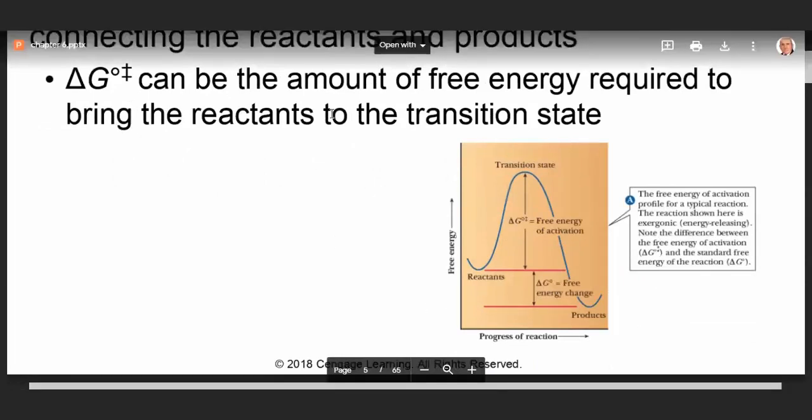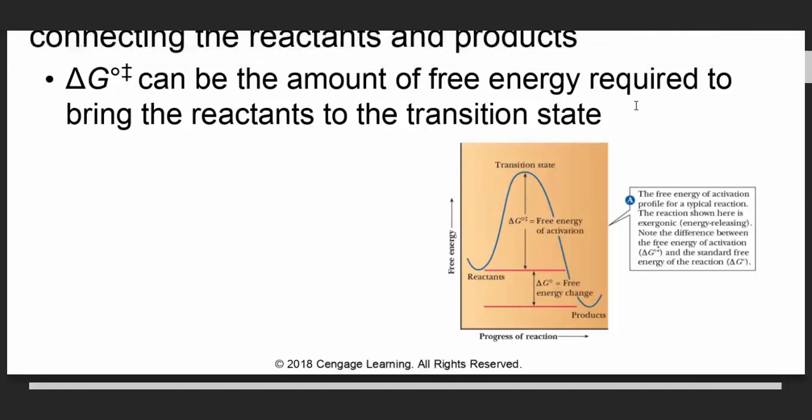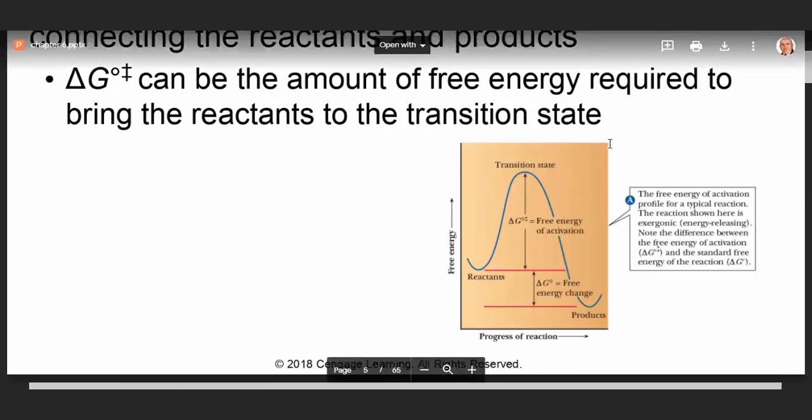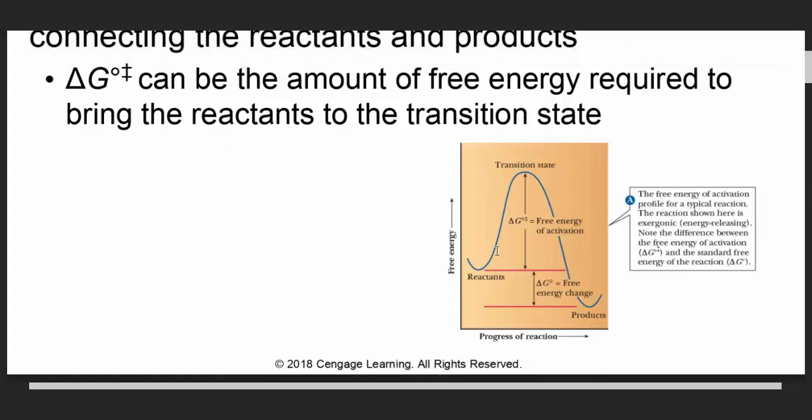Now, delta G double dagger is the amount of free energy required to bring the reactants to the transition state. So this is the difficult stage, to bring the reactants to the transition state, and this will go down all the way, as if you are pushing a rock from down up the hill. You need energy. Then after it is here, you can, by a little effort, push it a little, and it will go all the way down to the most stable state, the one with the lowest energy.